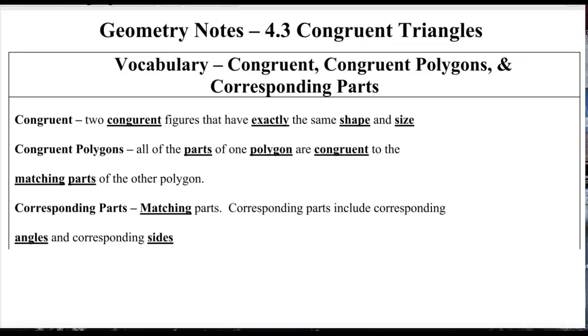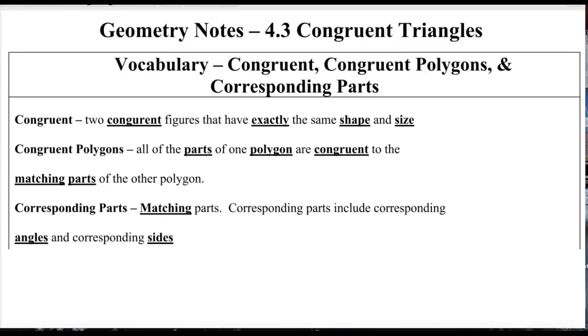Welcome back, everyone. We're going to be looking at congruent triangles today, and we're going to have some new vocabulary: congruent polygons, and corresponding parts. So in this lesson, we are going to match up sides to their same side, but in a different triangle. So press pause, take down these notes, and then I'll just read over it with you.